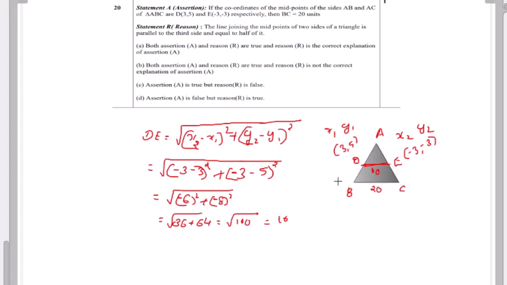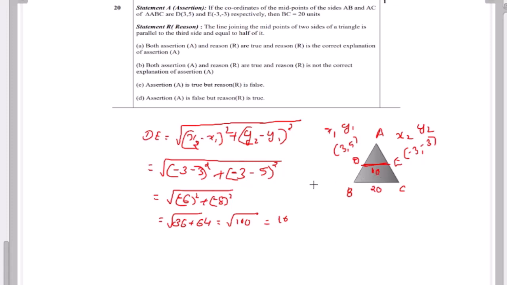Okay. Now we'll see the statement. The first statement is: if the coordinates of the midpoints of the sides AB and AC of triangle ABC are D (3, 5) and E (-3, -3), BC is equal to 20. And one more distance we found out, that is 10, right?